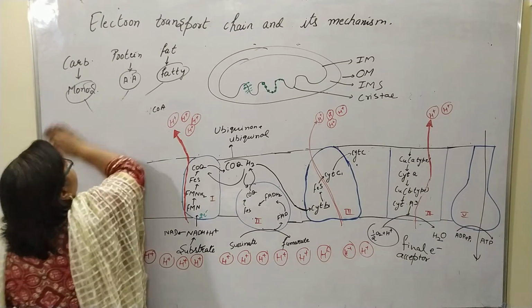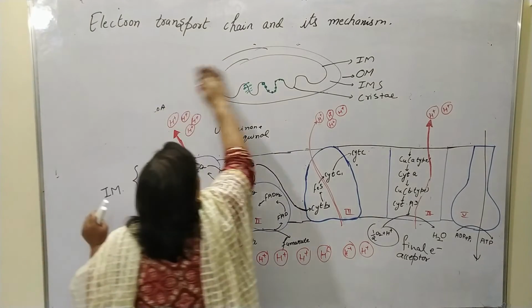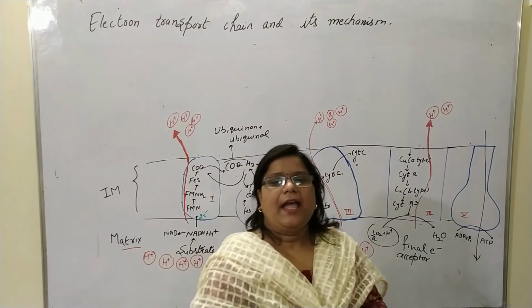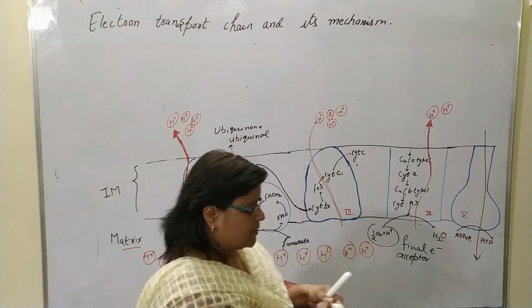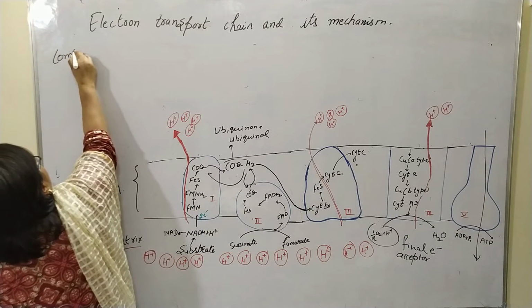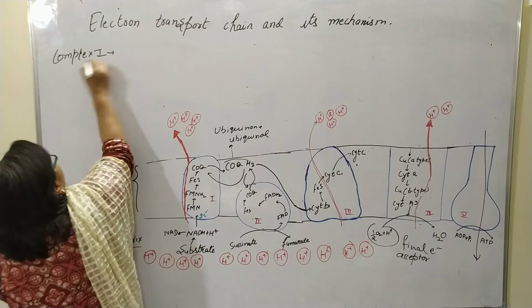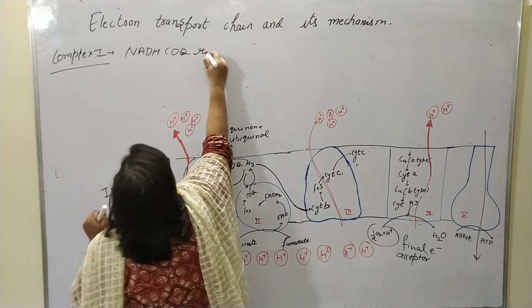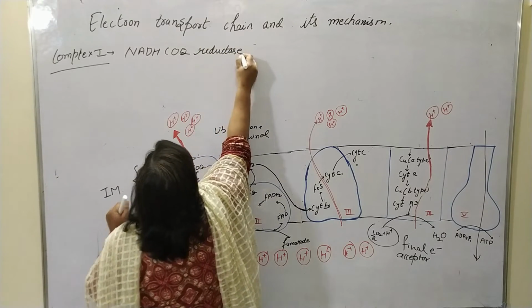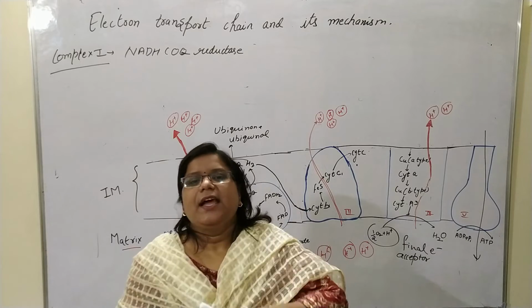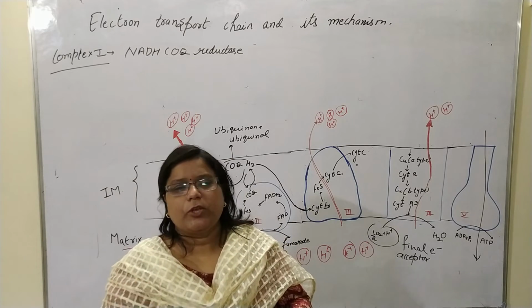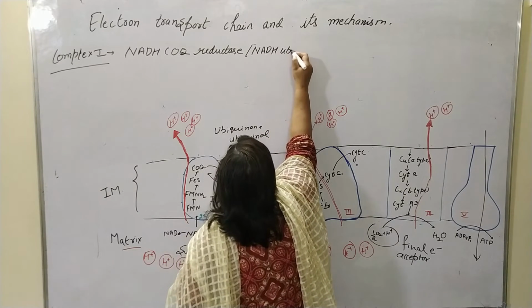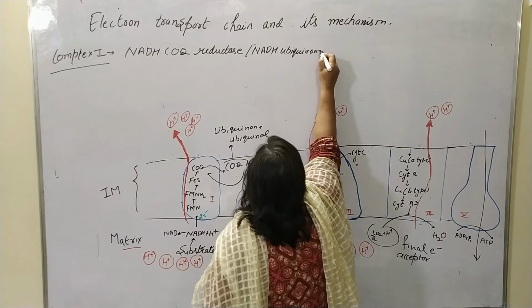Now, complex 1 is known as NADH coenzyme Q reductase. And the other name is NADH ubiquinone oxidoreductase.